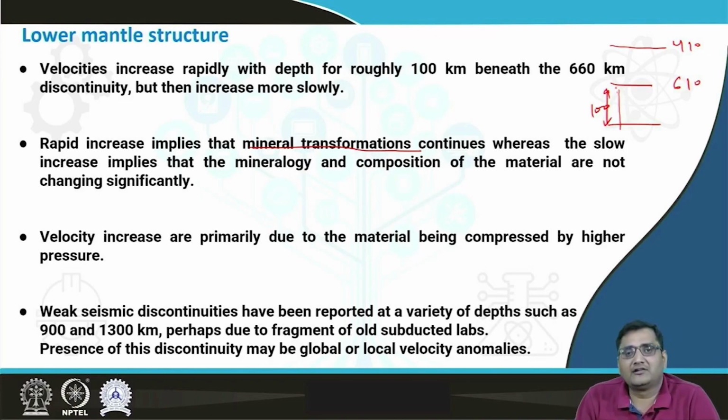Weak seismic discontinuities are also observed in the lower mantle at around 900 and 1300 kilometers. That may be due to the fragmented old subducted slabs. That may be the presence of a discontinuity that is global, or maybe local velocity anomalies.